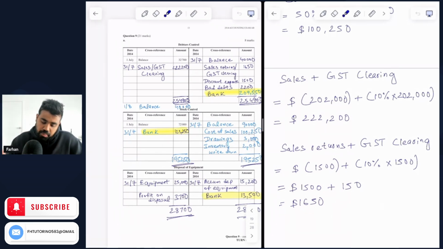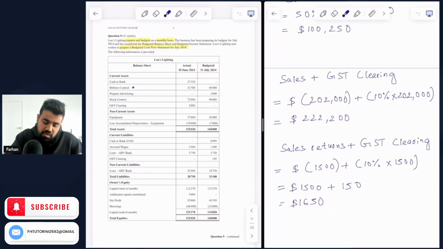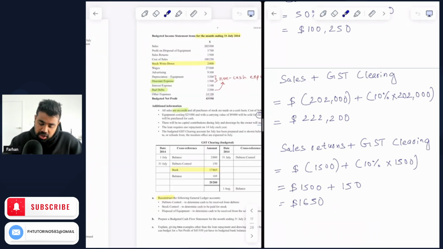So let's check the balance sheet, and you will see that we're given the amount for accounts receivable, which are also known as debtors control, under the current assets. And you can see we are given the actual results at end of 30 June 2014 and the forecasts at end of 31 July 2014. So the amount that we are given at 30 June 2014 of $32,700 as the closing balance will become the opening balance at 1st of July 2014, and the closing balance is $40,000 at 31 July 2014. And the main reason we are doing calculations on a monthly basis is because the business reports and budgets on a monthly basis. So let's go back to where the ledger account was given.